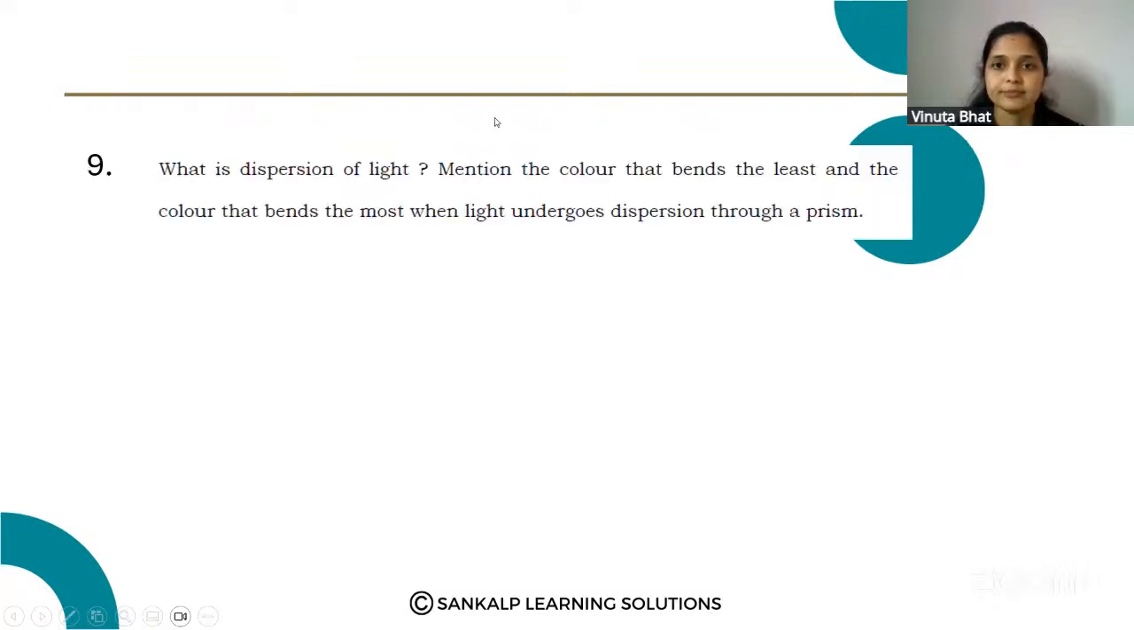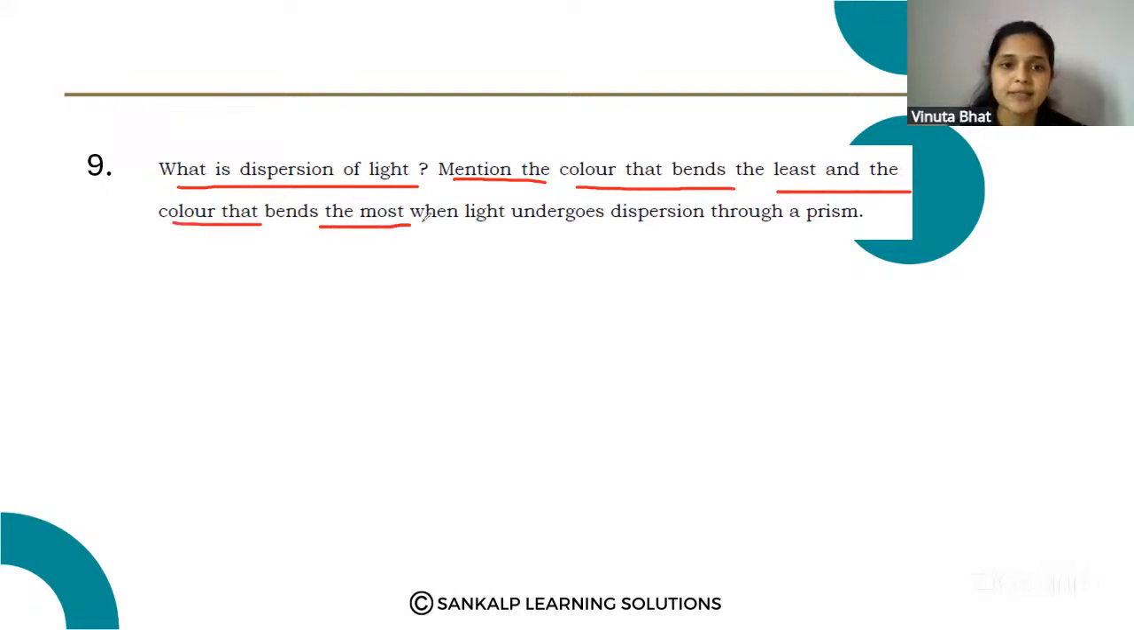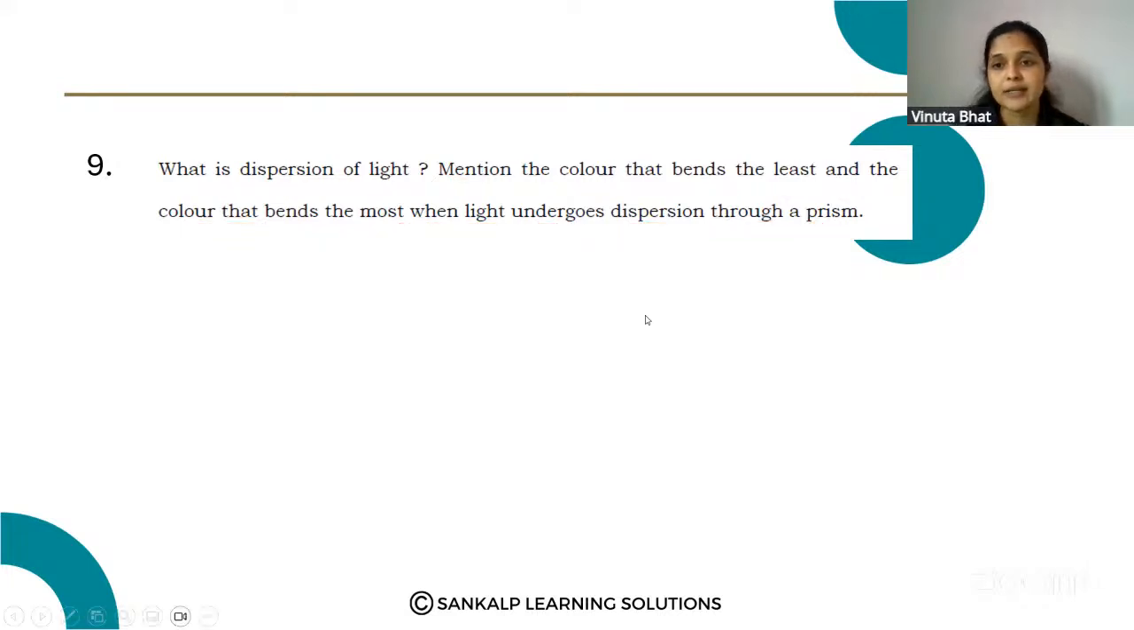Next question. What is dispersion of light? Mention the color that bends the least and the color that bends the most when the light undergoes dispersion through the prism. Please note down this question.